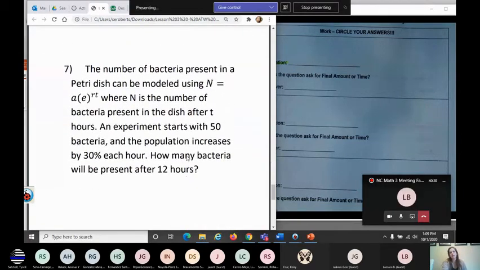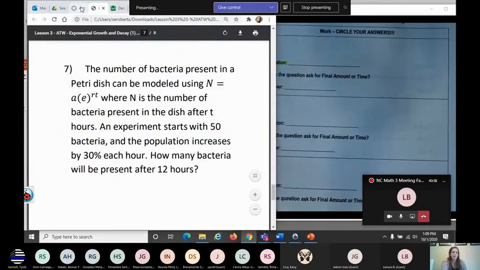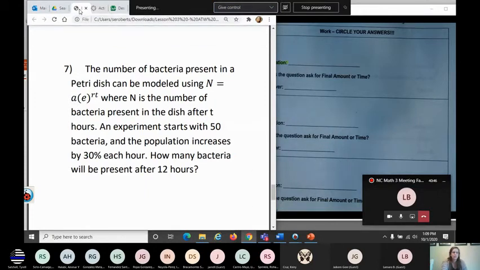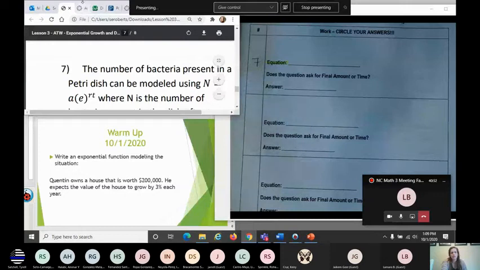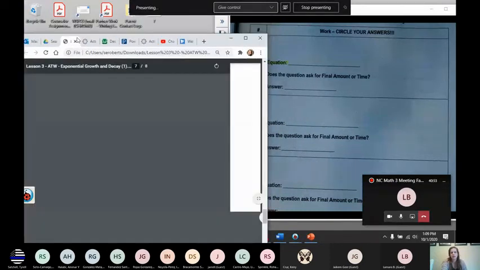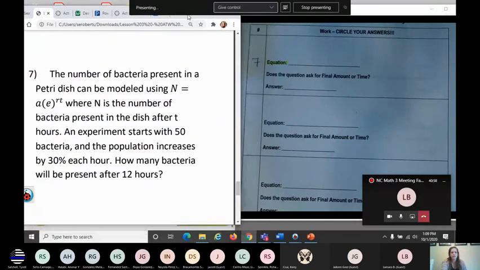Okay, so it says the number of bacteria present in a Petri dish can be modeled using the function. Let me move this to the side. If I can, of course, it's not going to let me. I need this thing to go away. This is just going to move the tab. Oh my goodness. Y'all, I hate teaching online. This is just the worst. All right, here we go.